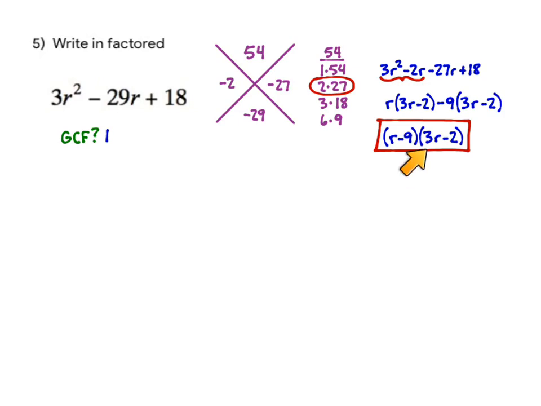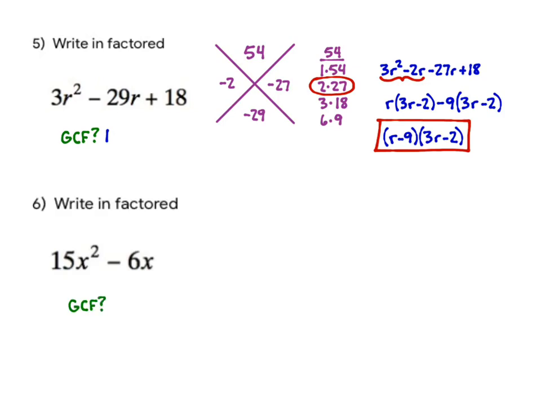And you can see distribution reversed in this process. If I was to ask you to simplify this and put it in standard form like this, you would break it apart. You'd say r times 3r minus 2, there's that. And then you would say negative 9 times 3r minus 2, there's that. And then you would distribute the r into all of that. That's how we got this. We distribute the negative 9 into the 3r minus 2, and that's how we got that. And then we combine like terms. So it's just the idea of distribution, but we're working backwards. So factoring is just reverse distribution, if you want to look at it that way.